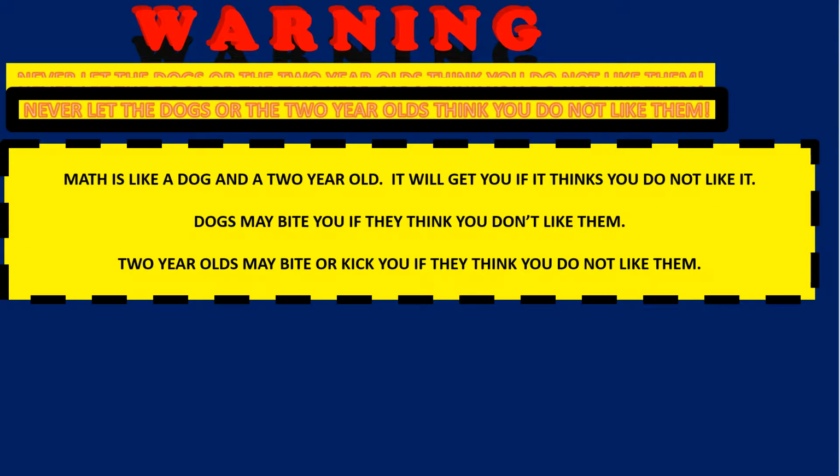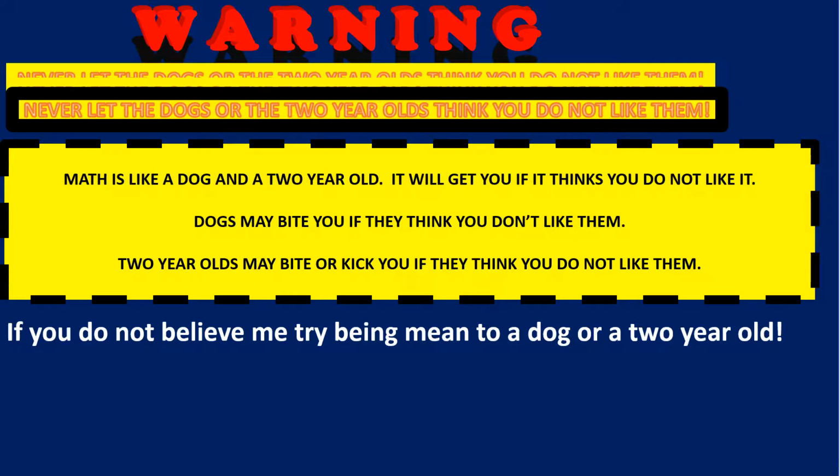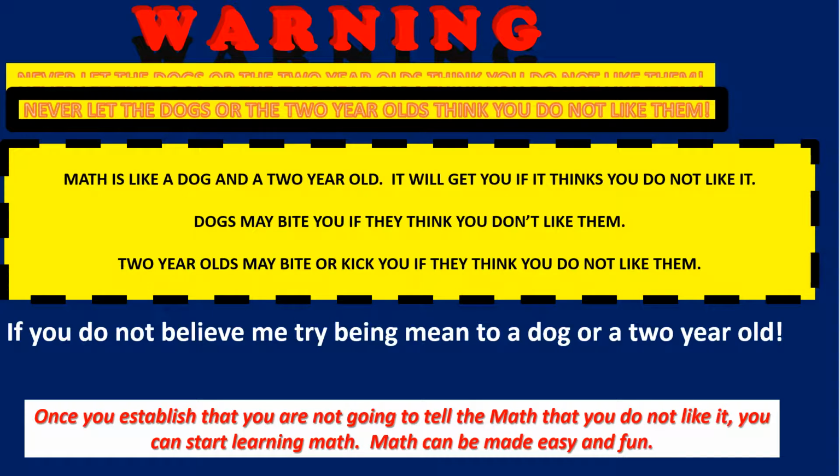Warning! Math is like a dog and a 2-year-old. It will get you if it thinks you do not like it. Dogs may bite you if they think you don't like them. 2-year-olds may bite or kick you if they think you do not like them. If you do not believe me, try being mean to a dog or a 2-year-old. Once you establish that you are not going to tell the math that you do not like it, you can start learning math. Math can be made easy and fun.